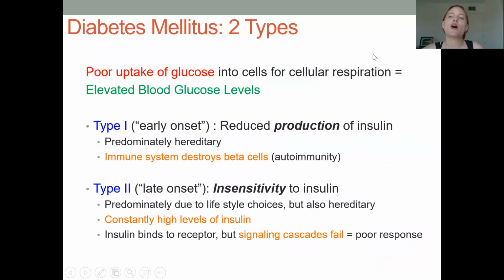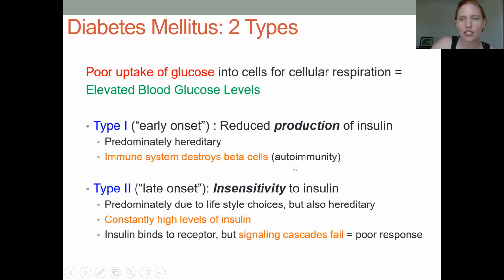Okay, so let's talk a little bit about diabetes. There are two different types of diabetes. You have type 1 diabetes, which used to be called early onset diabetes. Then you have type 2 diabetes, which used to be called late onset diabetes. For type 1 diabetes, they have reduced production of insulin or sometimes are unable to produce the insulin. And if you can't produce the insulin, that makes it more difficult for the glucose to get into the cells. And so that's a form of autoimmunity. Usually it happens around 10-ish.